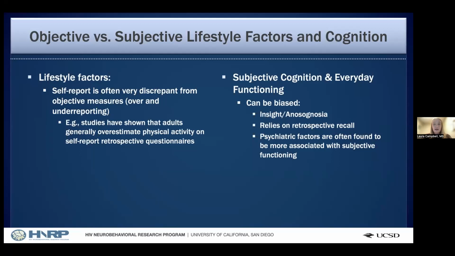In terms of subjective cognition and everyday functioning, I think we all know this can also be biased. For example, in older adults, there may be limited insight or agnosia that's going to bias self-report of cognition and everyday functioning. A lot of times we rely on retrospective recall, say, in the past month, how have you been doing? And this is particularly problematic in populations we work with who have memory or executive functioning deficits. We also know, particularly in older adults, psychiatric factors are often found to be more associated with subjective functioning. So again, while subjective cognition is really important and measuring everyday functioning is really important, integration of technology may help to bridge the gap or reduce some of those biases.